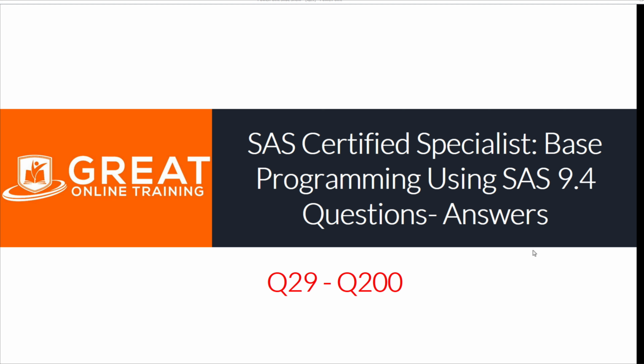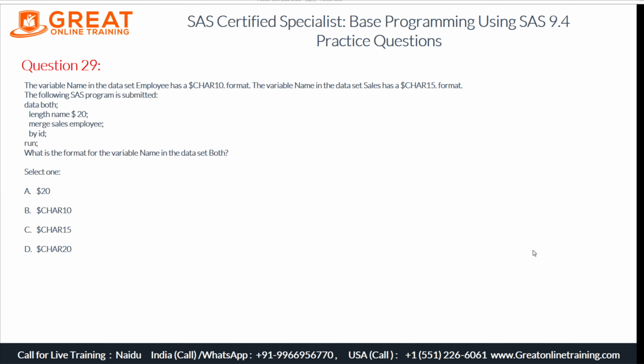So question number 29 is: the variable name in the data set employee has a $char10 format, and the variable name in the data set sales has a $char15 format. What the first statement explains is that there are two data sets, the employee data set and the sales data set. In both data sets there is a name variable that is the same. In the employee data set the name variable format is $char10, and in the sales data set the name variable format is $char15. It means it has a length of 15.